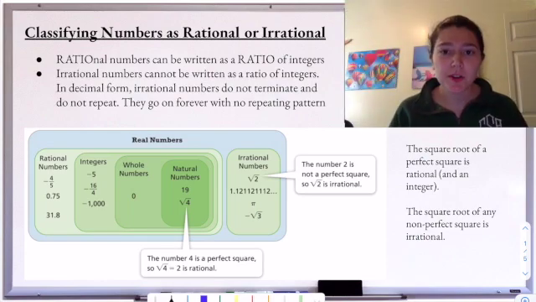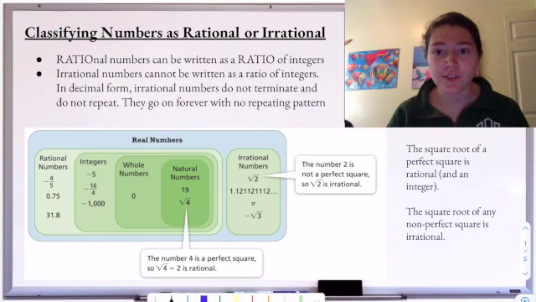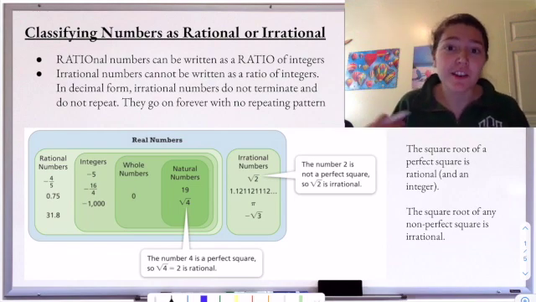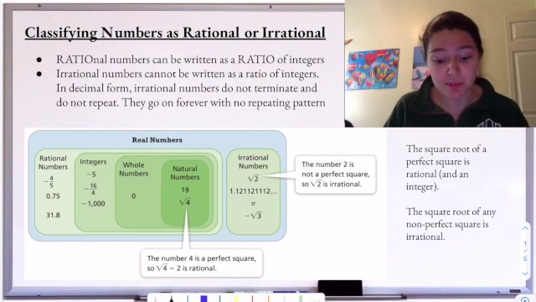Hello everyone, and welcome to today's video on classifying numbers as rational or irrational. So in 7th grade we talked about classifying numbers and looking at different types of rational numbers. We just kind of glossed over the idea of an irrational number. So we're now officially defining irrational numbers.